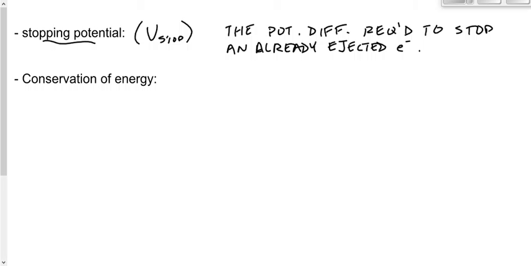When an electron is ejected, we sometimes apply a potential difference to slow it down and stop it. Now, why would we do that? Well, because sometimes we might want to measure properties of the electron so that we can determine the work function or the threshold frequency of the metal. We may want to do an experiment to determine what the threshold frequency of the metal is, and therefore we may need to stop the electron in order to do it. Tomorrow, that'll become a little bit more clear.